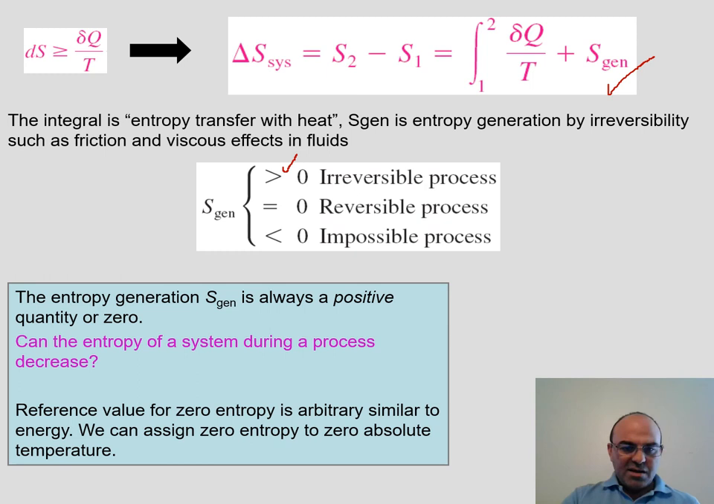A reference value for zero entropy: here we see delta S, similar to delta U in the first law. So what is the reference value for this entropy? It could be chosen as an arbitrary number for zero entropy, but it really makes sense to assign zero entropy to absolute zero temperature, because we have the maximum level of order at absolute zero. So the reference value for entropy can be chosen at absolute zero, but it can be arbitrarily assigned, because in calculations, in thermodynamic problems, we really want the change in the entropy of the system.